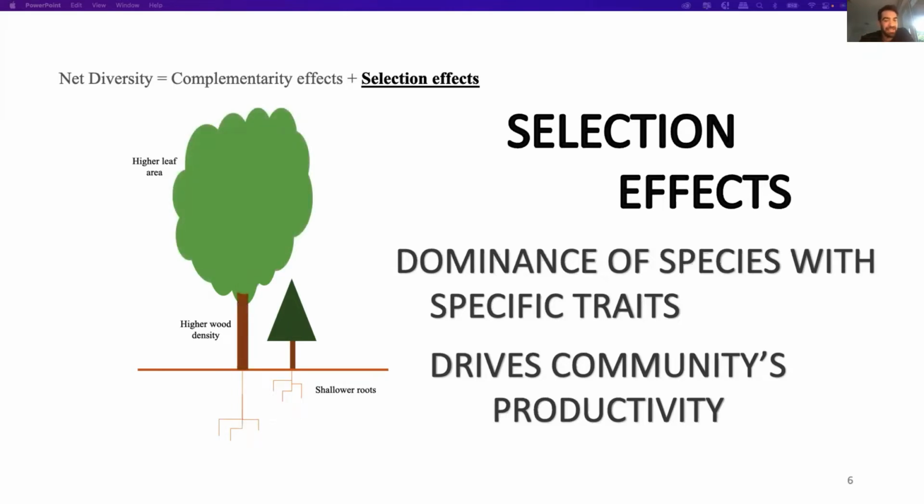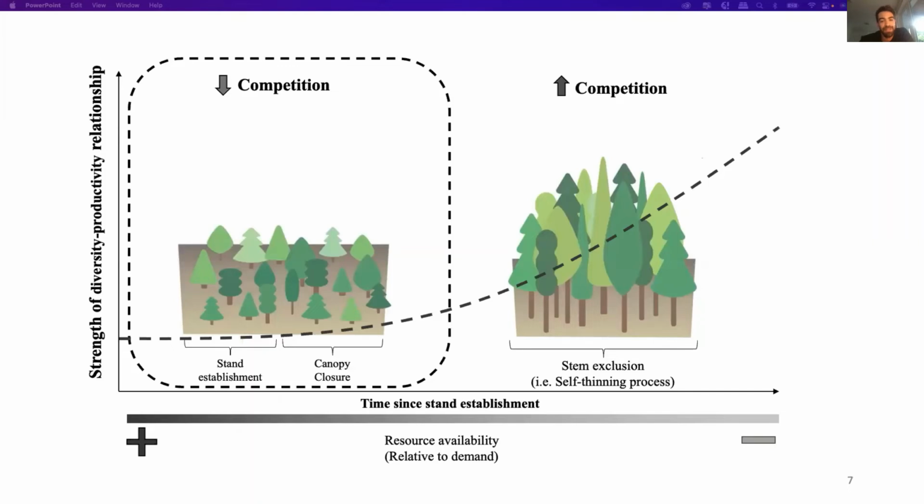So how can these two mechanisms drive net diversity effects over time during forest development? During the first years after forest establishment, essential resources are normally abundant, fulfilling trees' requirements to grow and survive. Consequently, during these first years, competition among trees is minimal.